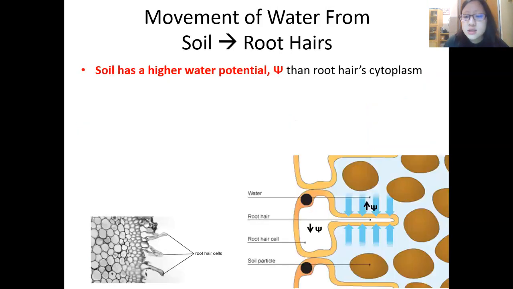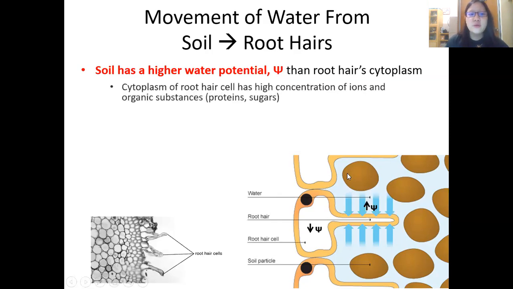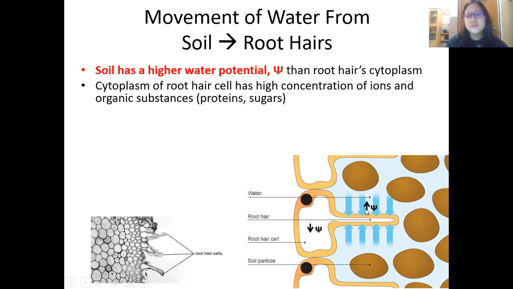Okay, so this chapter we're going to talk a lot about water potential. After all, it is the transport of water, and water travels down the water potential gradient. So always think of the direction. Here we have the root hair cell, and these circular things are the soil, and soil actually has a higher water potential than the root hair cytoplasm. So the water will move again from high to low, right, down the concentration gradient.